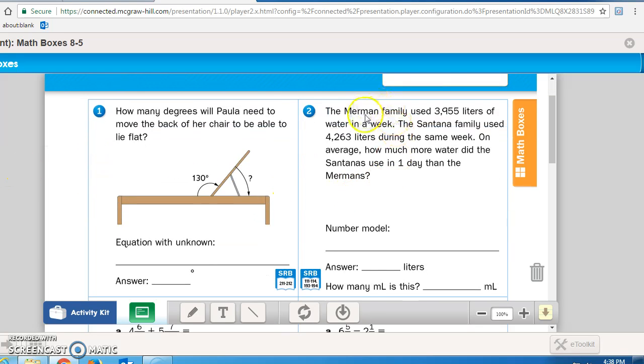Math box 2 says, the Merman family used 3,955 liters of water in a week. The Santana family used 4,263 liters during the same week. On average, how much more water did the Santanas use in one day than the Mermans? So right now they're giving you these totals in a week. So you have to figure out a day: this amount divided by a week, and then compare the two numbers to find out how many mL this is. Lots of directions for this one. Do it one step at a time. Pause the recording and do these math boxes.